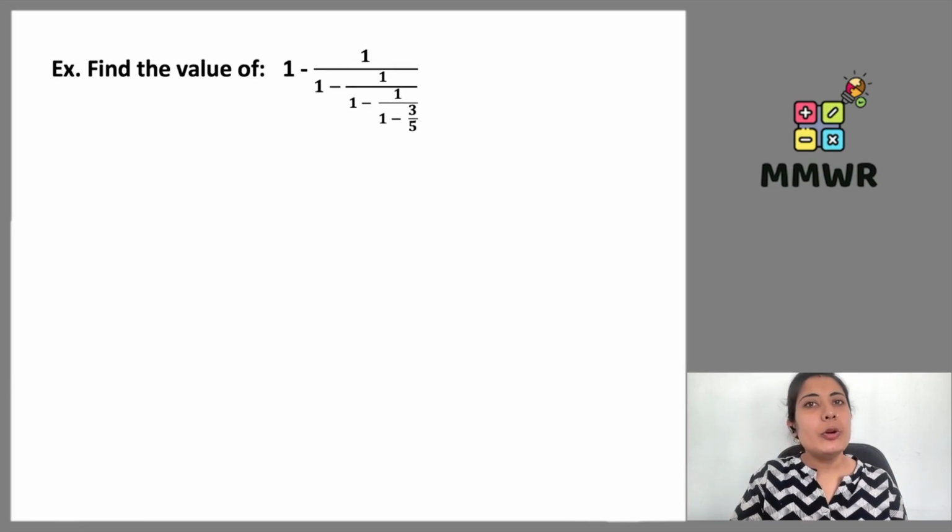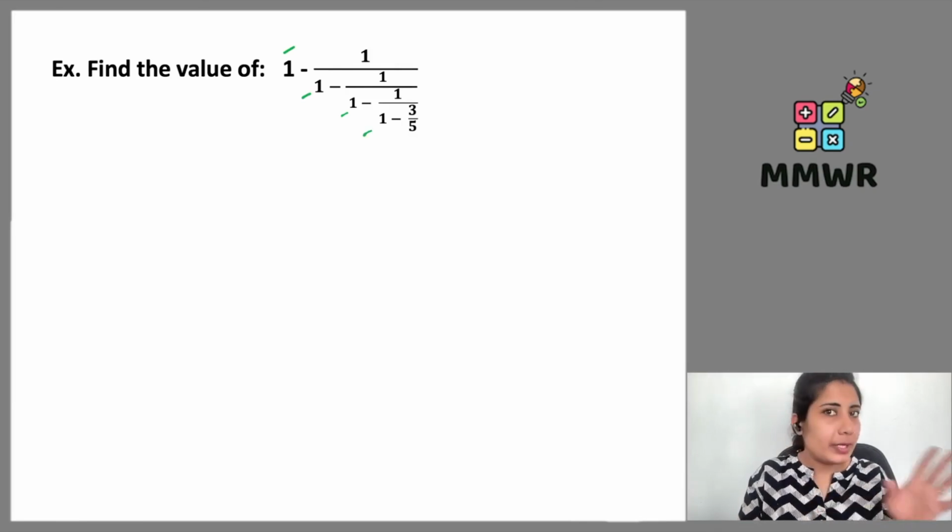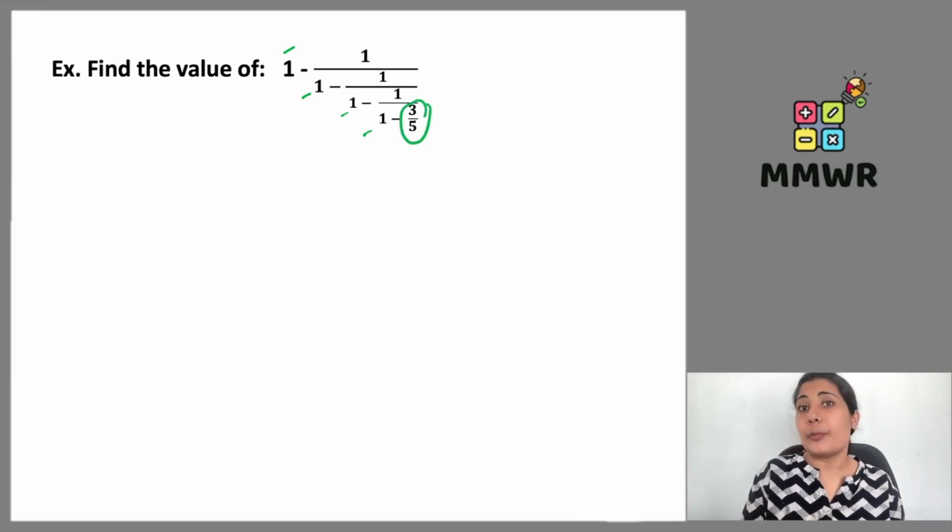Okay, let's move to another problem where again we have the subtraction operation. 1, 1, 1, 1, the same number everywhere with a minus sign. And this time the fraction is 3 upon 5. So 3 upon 5, how many steps do we have? 1, 2, 3, 4. So 4 times I will write 1, 1, 1, 1. Everywhere we have the minus sign.